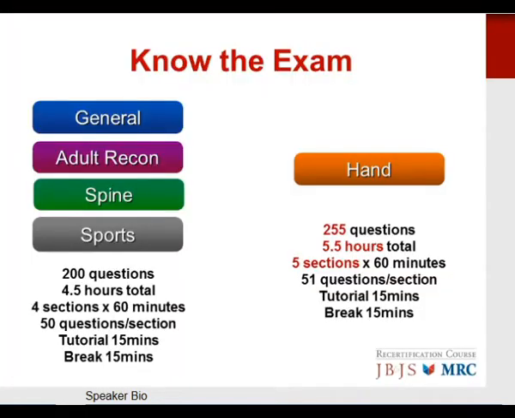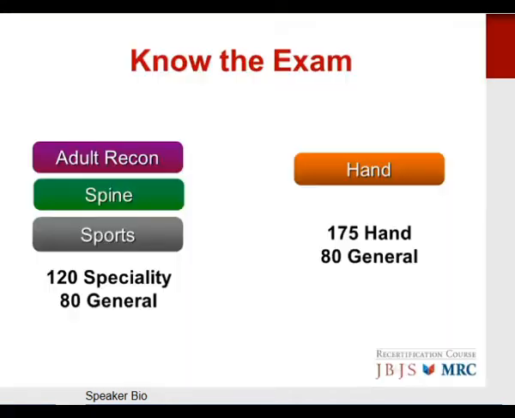In 2016, there were 4 general examinations and then a hand examination that had 255 questions that was taken over 5.5 hours. The general, the adult reconstruction, spine, and sports examinations were 200 questions for 4.5 hours. They had 120 specialty questions and 80 general questions in the adult, spine, and sports. And in hand, they had 175 hand and 80 general questions.